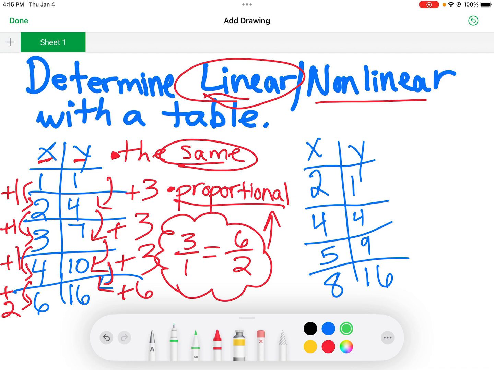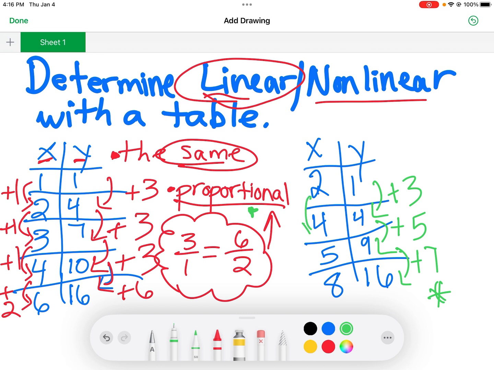Now we're going to look at this other one and determine if it's linear or nonlinear. So our change in y, we're trying to find that slope. Our change in y from 1 to 4 is plus 3. Then from 4 to 9 is plus 5. And from 9 to 16 is plus 7. So this is already throwing up a little red flag for me here because it's changing. I just need to see if this change is proportional. If it is, then it will be linear.